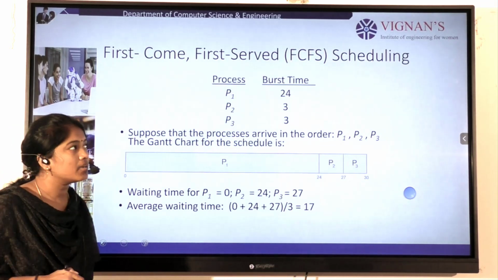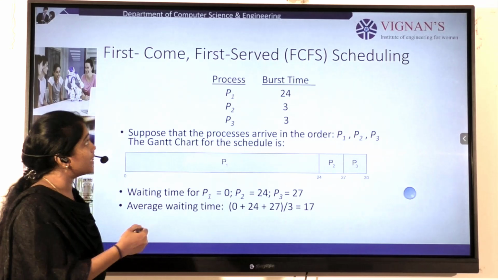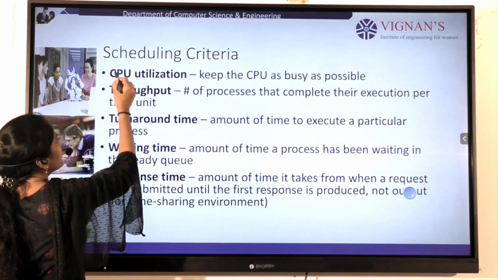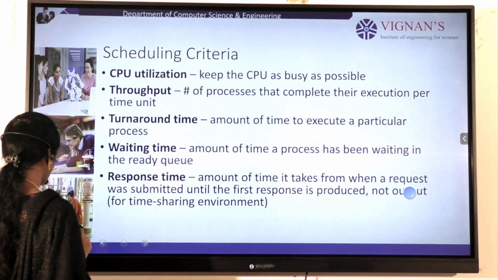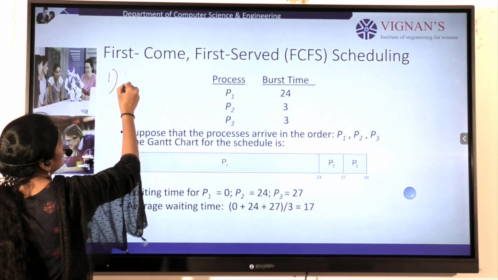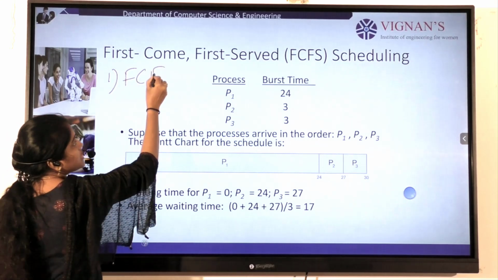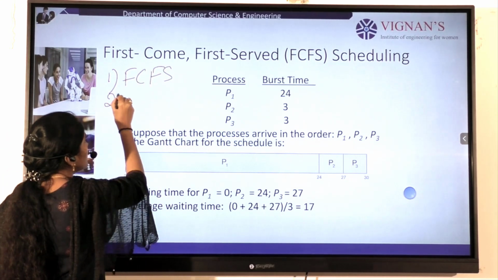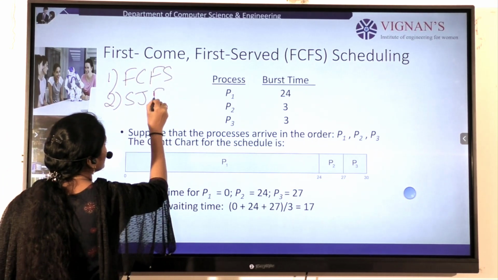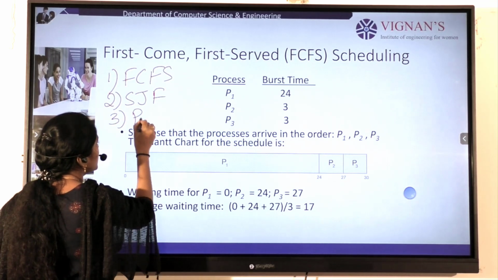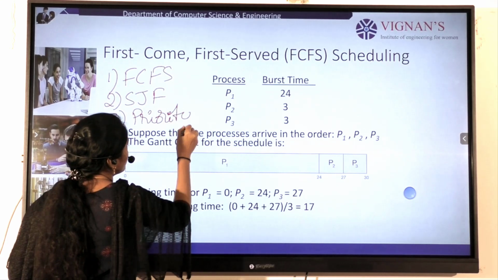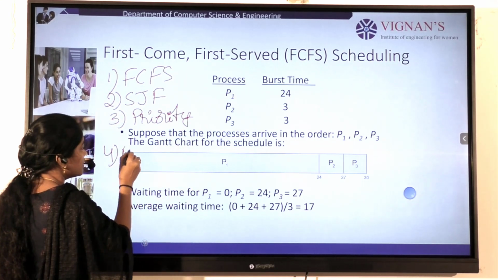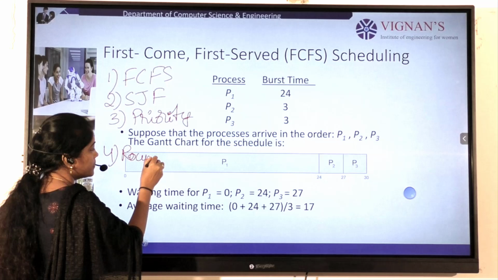Next one, there are different scheduling algorithms. First one is first come first serve scheduling algorithm. Second one, SJF algorithm. Third one, priority scheduling algorithm. Fourth one, round robin scheduling algorithm.